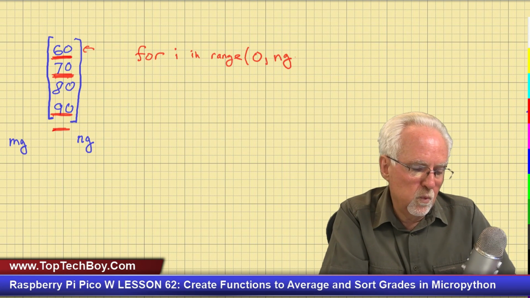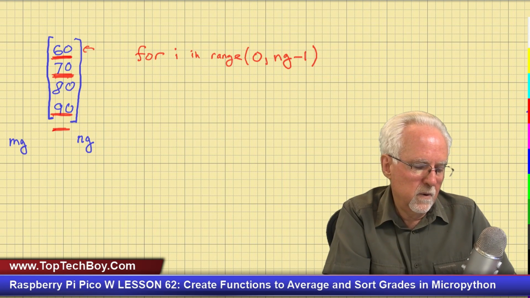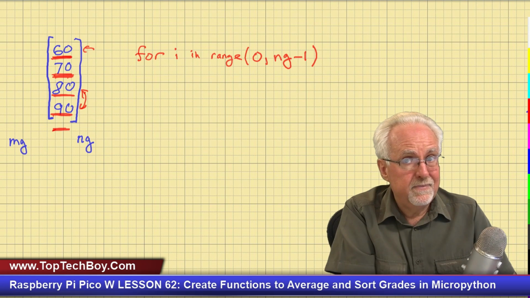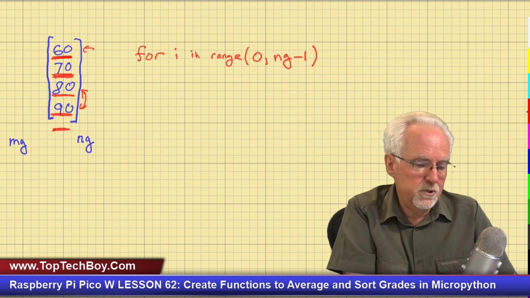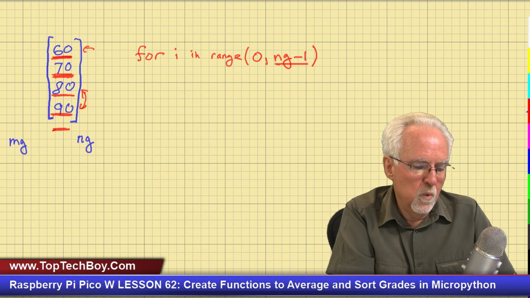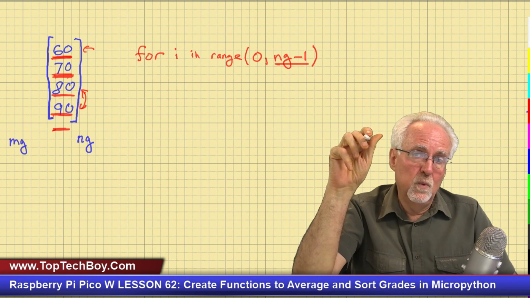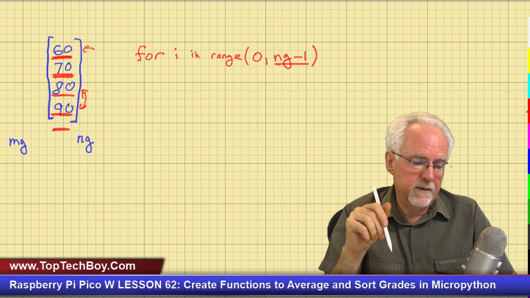I want to stop one before NG, like that. That way I would come down to 80 and compare it to 90. But I'm not going to go to 90, because I don't want to step outside the range. So you need to stop one before 90, and that way, in the one before, the 80 will be compared to the 90.